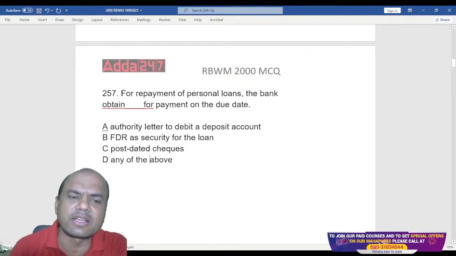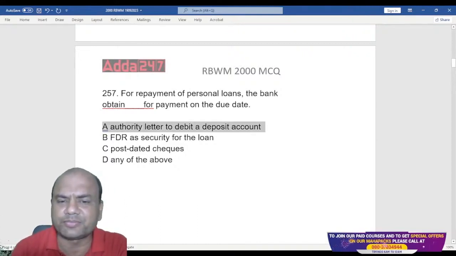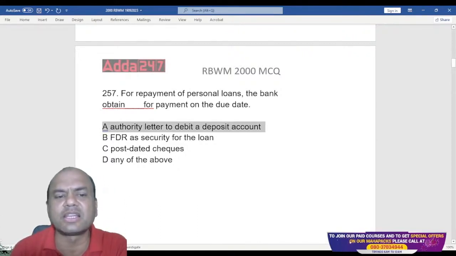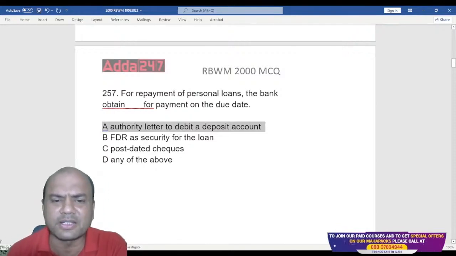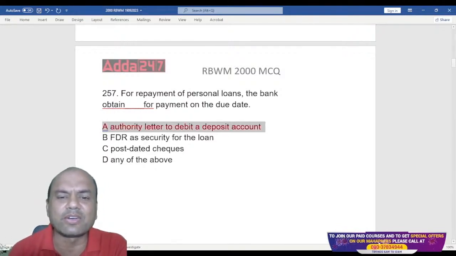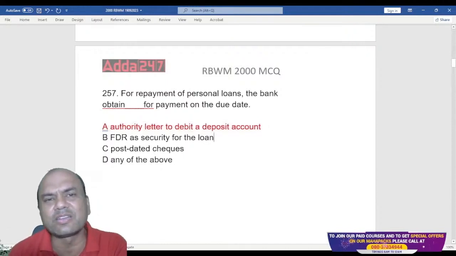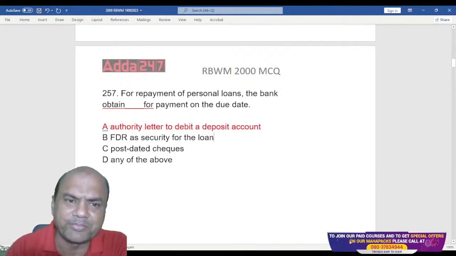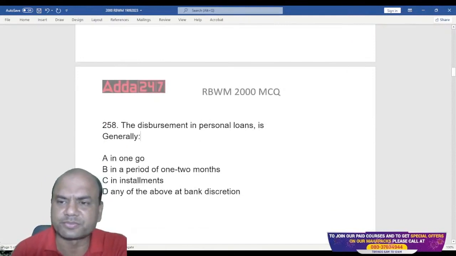Directly authority letter. That also we call SI now, right? Standing instruction. Authority letter means SI. So we take SI only. That is the only point, isn't it? Because nowadays all these things, PDCs and all, are gone. Everything gone. Okay? Next one.